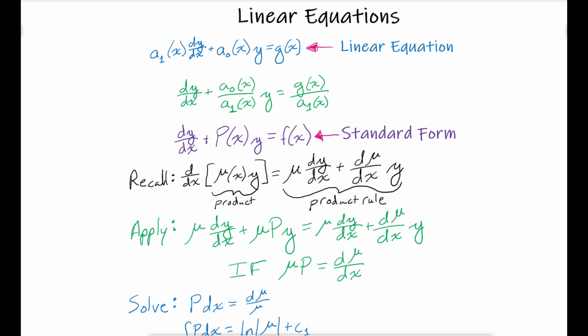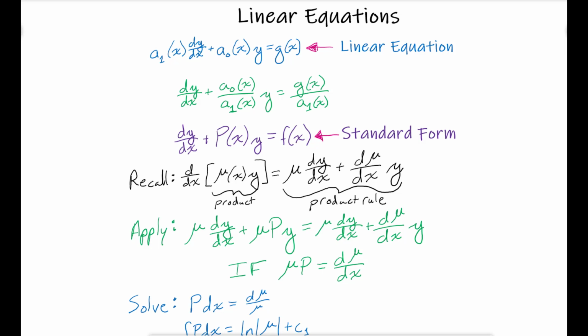So now I'm going to apply that, and I'm going to get lazy about writing the of x part on things, but let's take a look at the left-hand side of our standard form, the dy dx plus p of x times y part. If I multiply that side by mu of x, because I could multiply the entire standard form by mu of x if I wanted to, so let's say I do, I get mu of x dy dx plus mu of x times p of x times y.